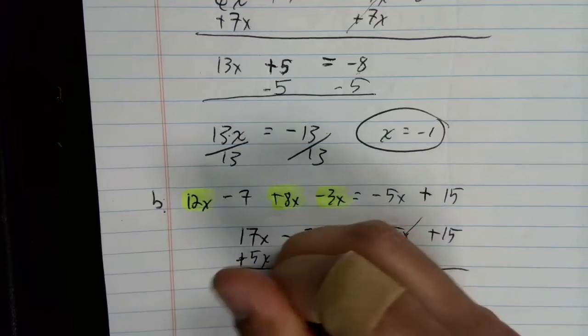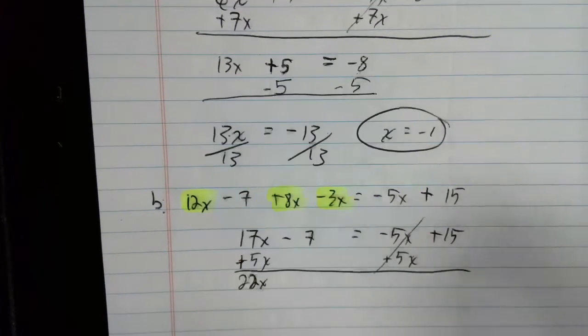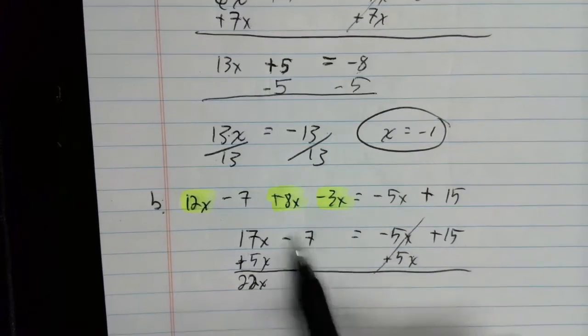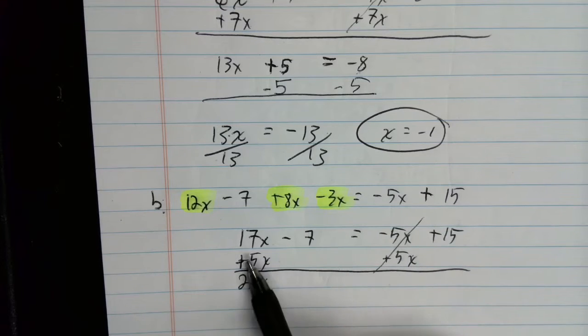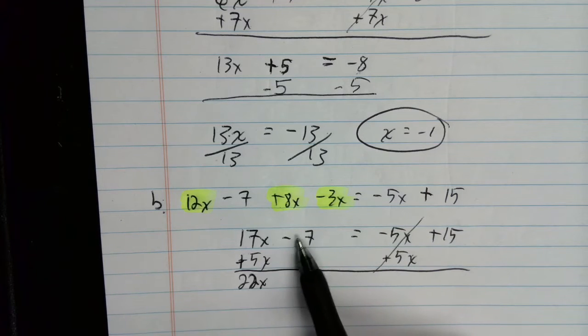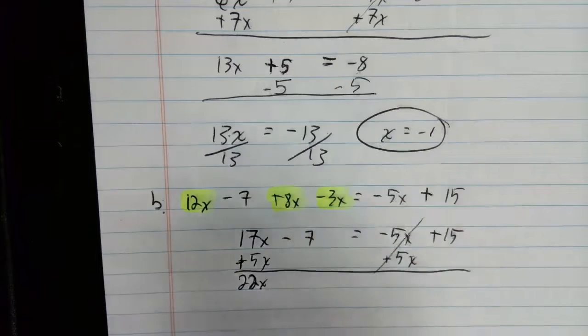So, we'll get 22x here. And then I can think, well, the constants have to get together somewhere too. But since I moved all the x's to the left, I want to move the constants to the right. How would I do that?